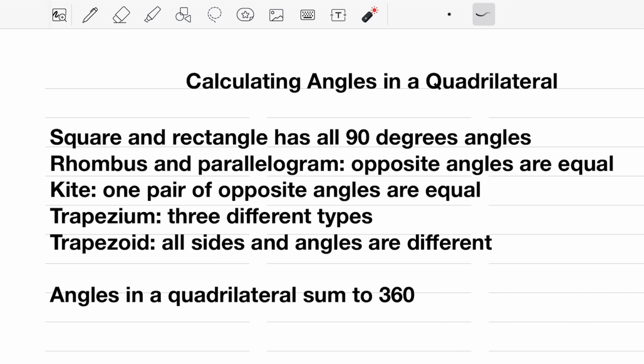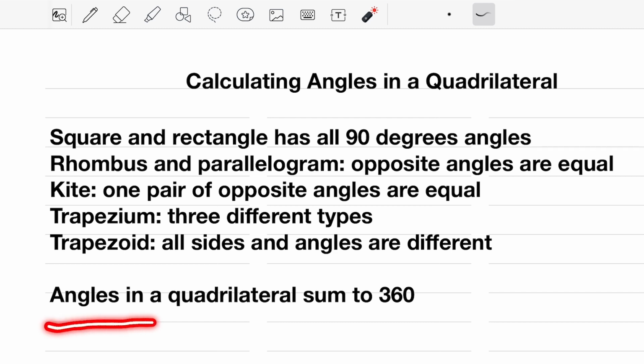In a kite, there is 1 pair of equal angles. In a trapezoid, all of the angles are different. And for the trapezium, we have 3 different types of trapeziums. One where 2 of the angles are equal to 90 degrees. Another one where we have equal angles. And there's another one where there is no 90-degree angle or no equal angles. Alright, so once you have finished reviewing that, we can go on to angles in a quadrilateral.